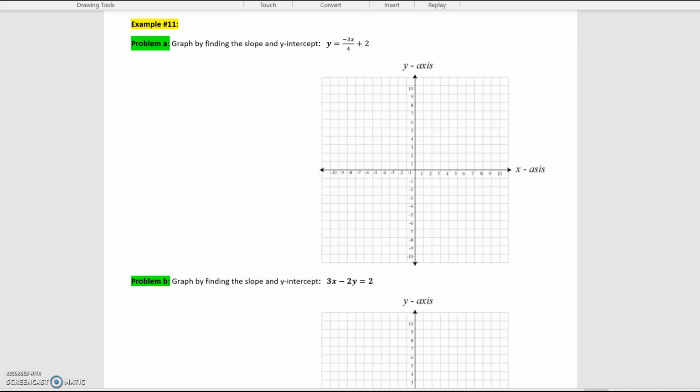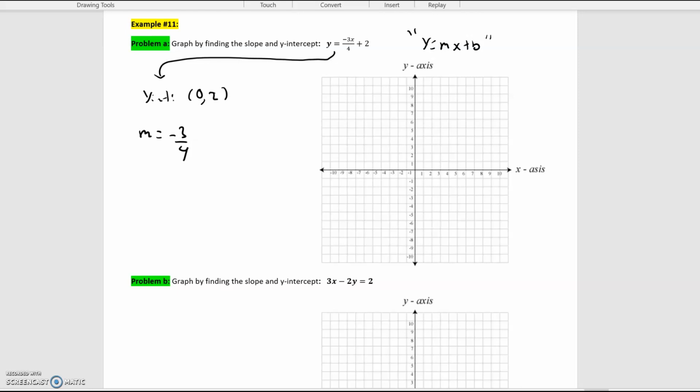Hi class, for these problems we're going to be graphing by using the slope and the y-intercept. Okay, so let's take a look at the first one. As we look at the first one, the actual y-intercept happens to be the coordinate point (0, 2), and the actual slope happens to be negative 3/4. Remember that we're looking at the equation y = mx + b.